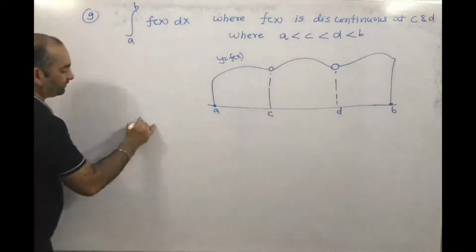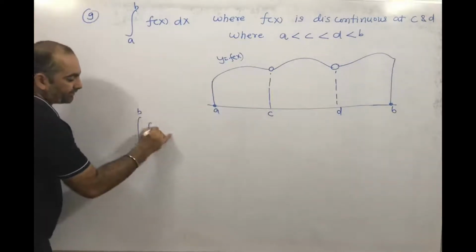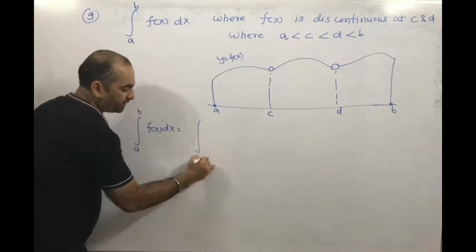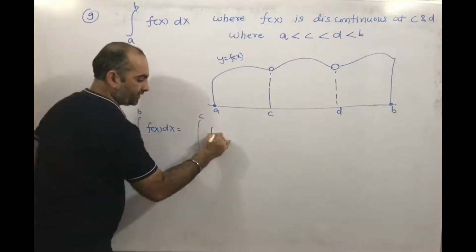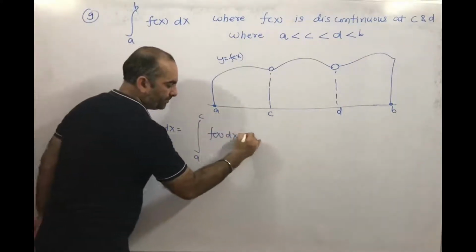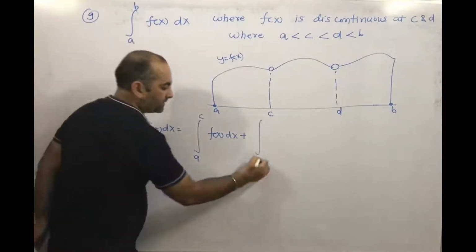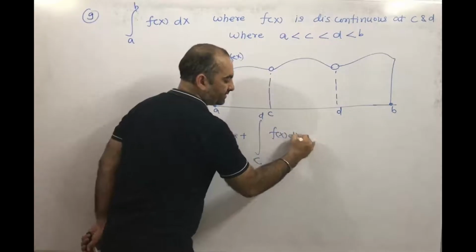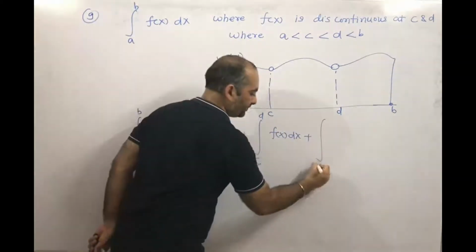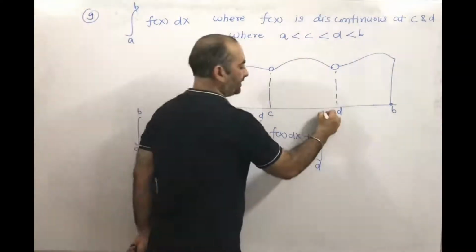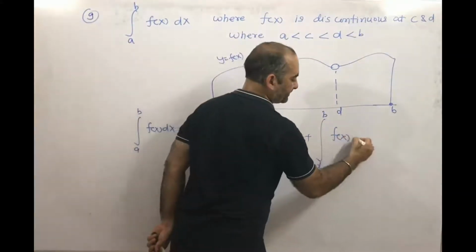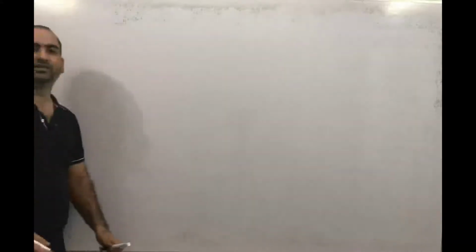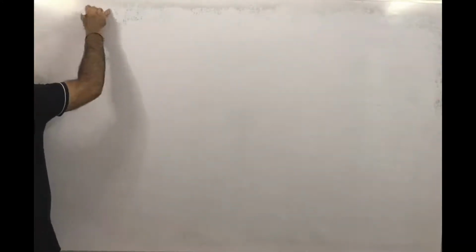So how to write the integration of a to b f(x) dx? Integration of a to c f(x) dx plus integration of c to d f(x) dx plus integration of d to b f(x) dx. This will be your integration. Next is the 10th point. The 10th point is very important.